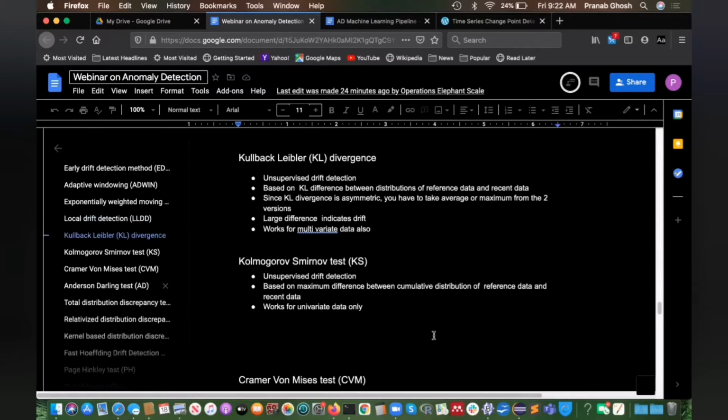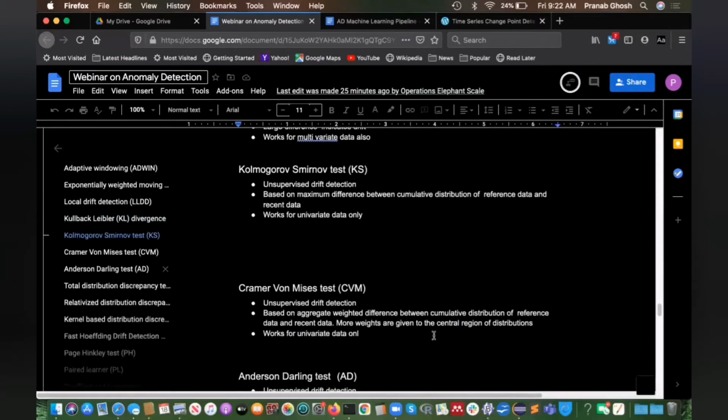The one issue with KL divergence is that it's asymmetric. It's also known as cross entropy. Because it's asymmetric, there are two versions of KL divergence, depending upon the order. You have to look at the expression and you'll see. So that means there are two values, right? So which one do you use? You can either take the average or the maximum of the two.